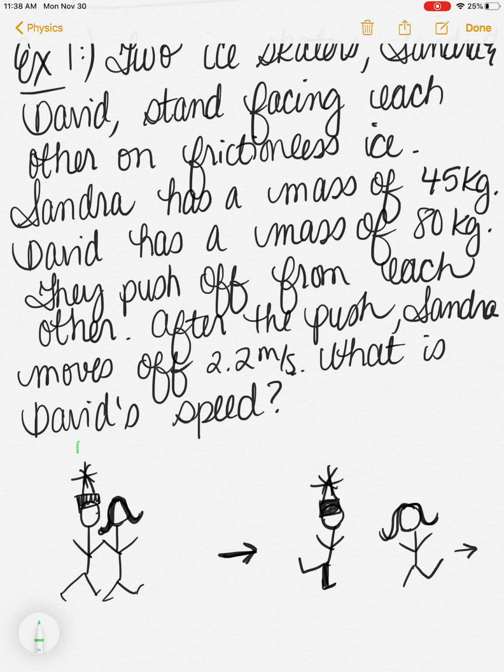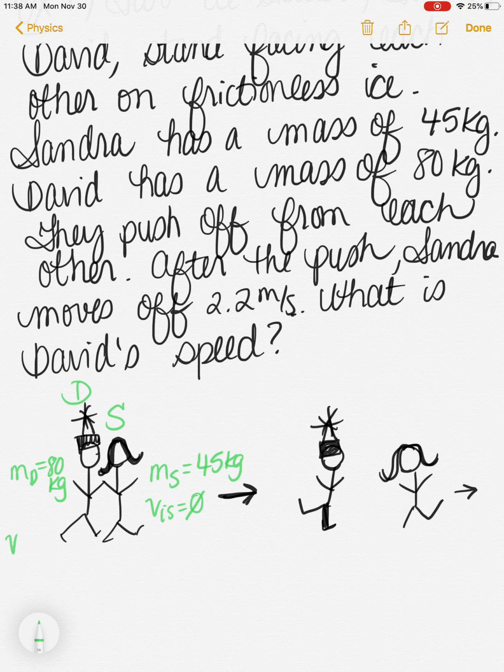All right, so let's list the things that we are given. If this is David and this is Sandra in our diagram, we know that the mass of Sandra is 45 kilograms, and kilograms is an acceptable unit, so that's okay. The mass of David is 80 kilograms. We know that the initial velocity of Sandra is 0 because she is standing still. Same thing for the initial velocity of David. Now, at the end, we are told that they push apart from one another, and the final velocity of Sandra is 2.2 meters per second. Now, if you think about it, David is probably also going to have to be moving.